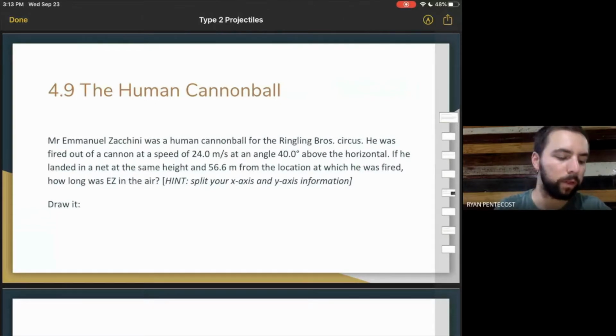Mr. Emmanuel Zacchini was a human cannonball for the Ringling Brothers Circus. He was fired out of a cannon at a speed of 24 meters per second at an angle of 40 degrees above the horizontal. If he landed in a net at the same height and 56.6 meters away from the location at which he was fired, how long was he in the air? Hence, split your X and Y axis information.